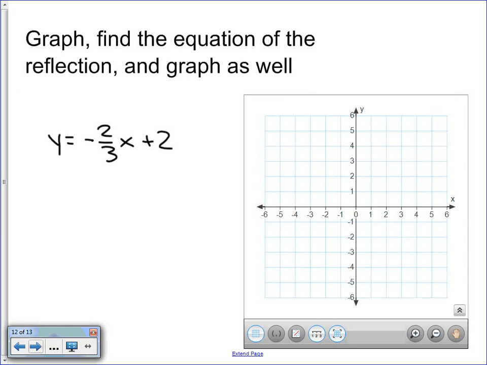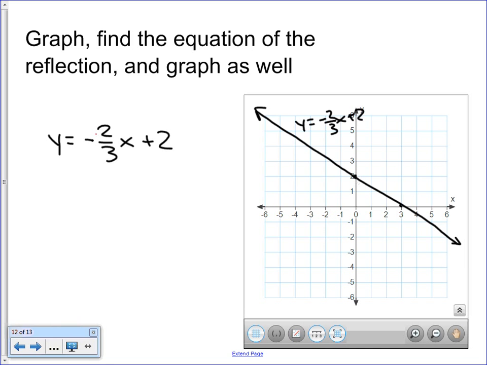Let's take a look at one more. Graphing, finding the reflection, and graphing the reflection as well. So y equals negative 2/3 x plus 2, a y-intercept of 2. I'm going to go down 2 and over 3 for the next point. So that is my graph of y equals negative 2/3 x plus 2.